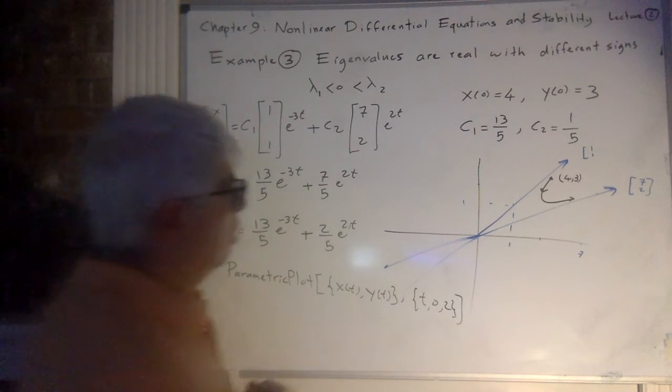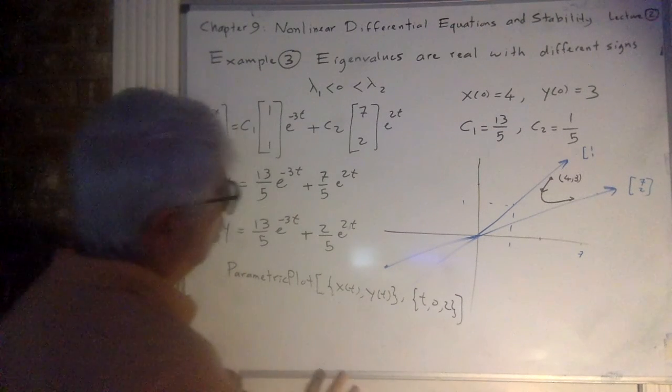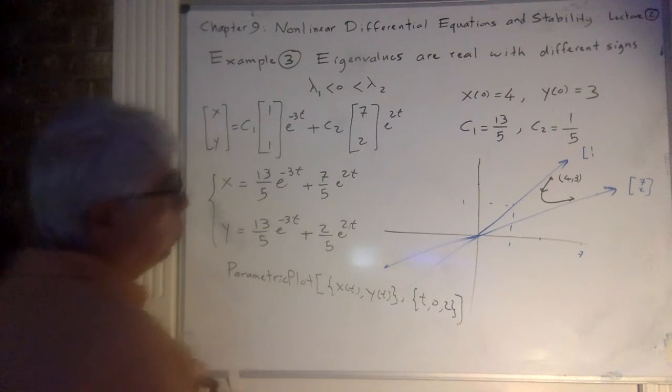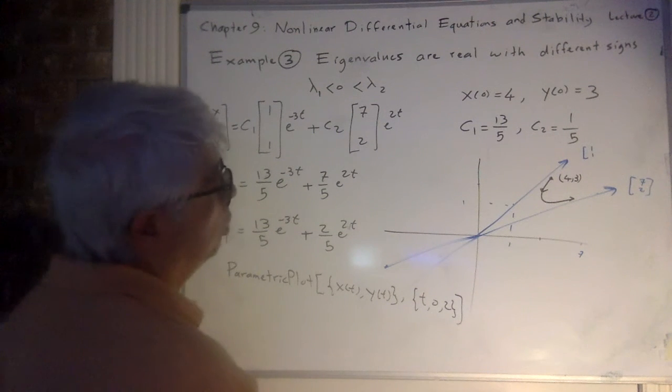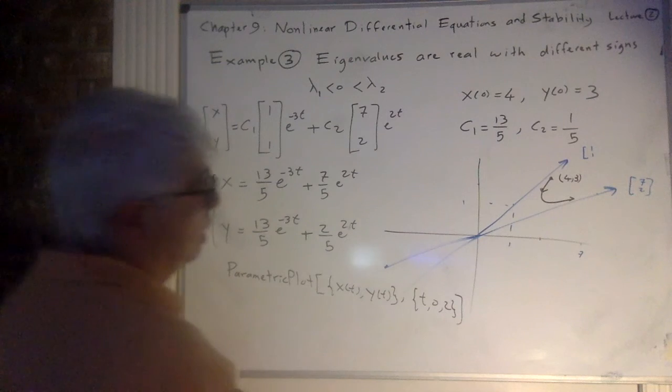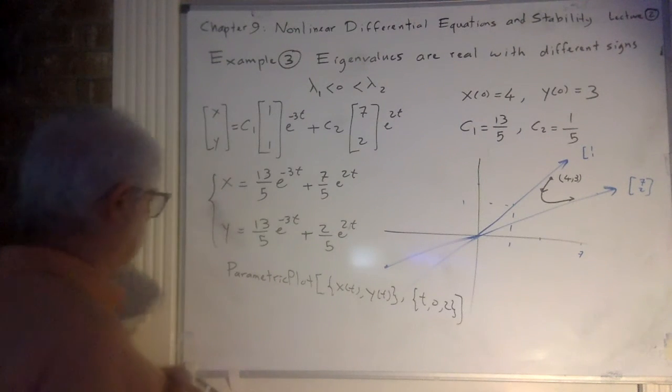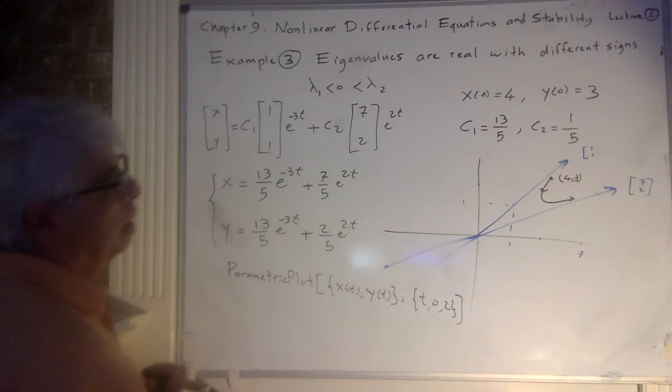So what do they look like? This is just for this one. This is the trajectory for the one that starts at 4, 3. And it has two asymptotes. It looks like a hyperbola. I don't think it's a hyperbola, but it looks like that. So it goes this way.